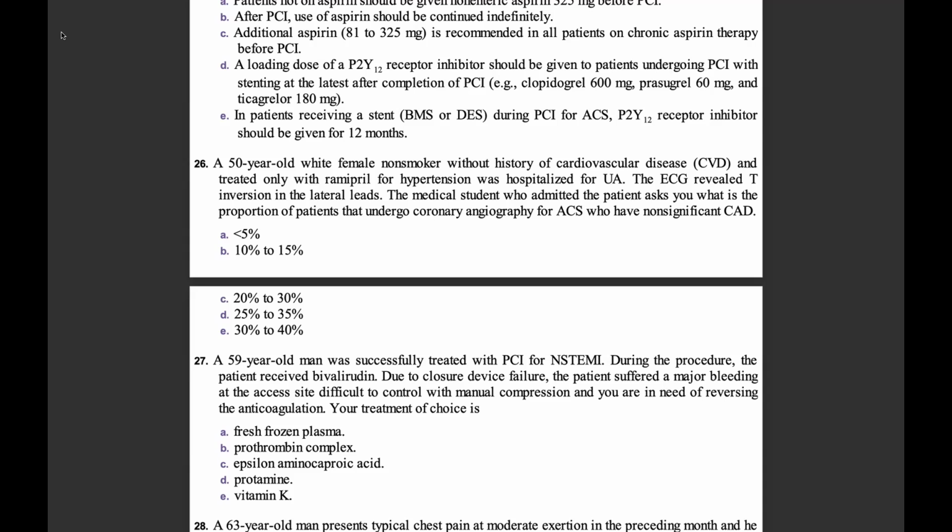So for question 26, it's 10 to 15% of patients that undergo coronary artery angiography for ACS that have non-significant coronary artery disease. So question 26, the answer is B.